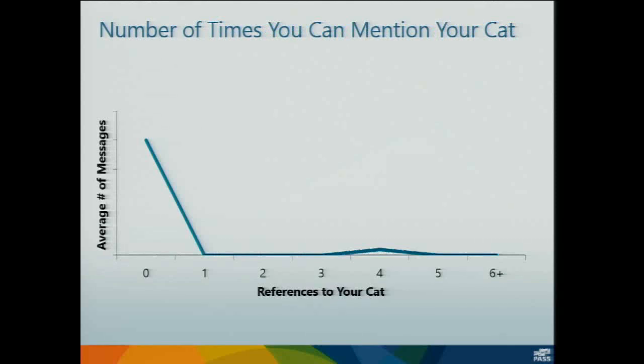And finally, this one was actually really interesting. This is the number of times you can reference your cat in your online dating profile versus the number of messages. So you see a severe drop if you mention your cat more than once. This is my own research, unfortunately.